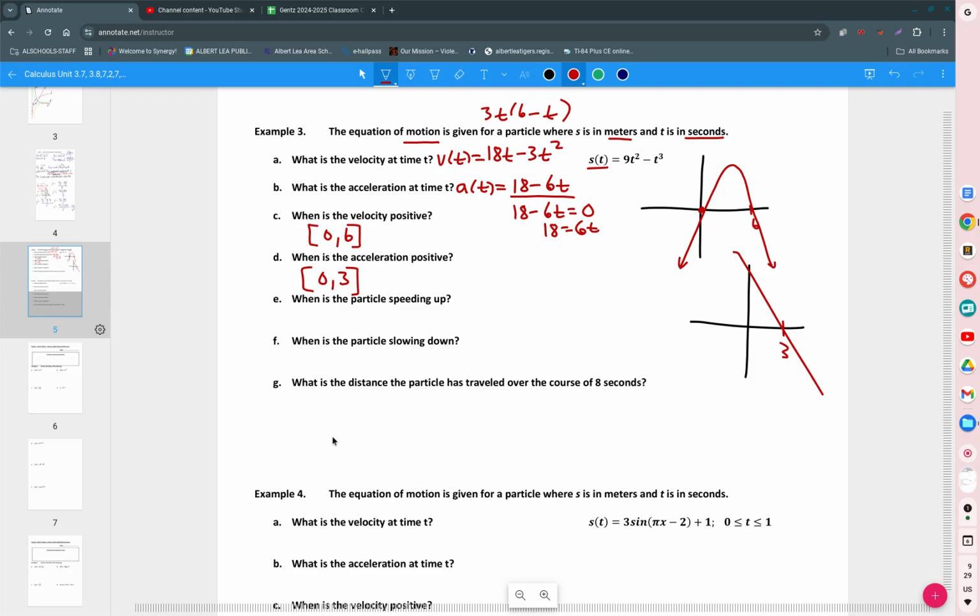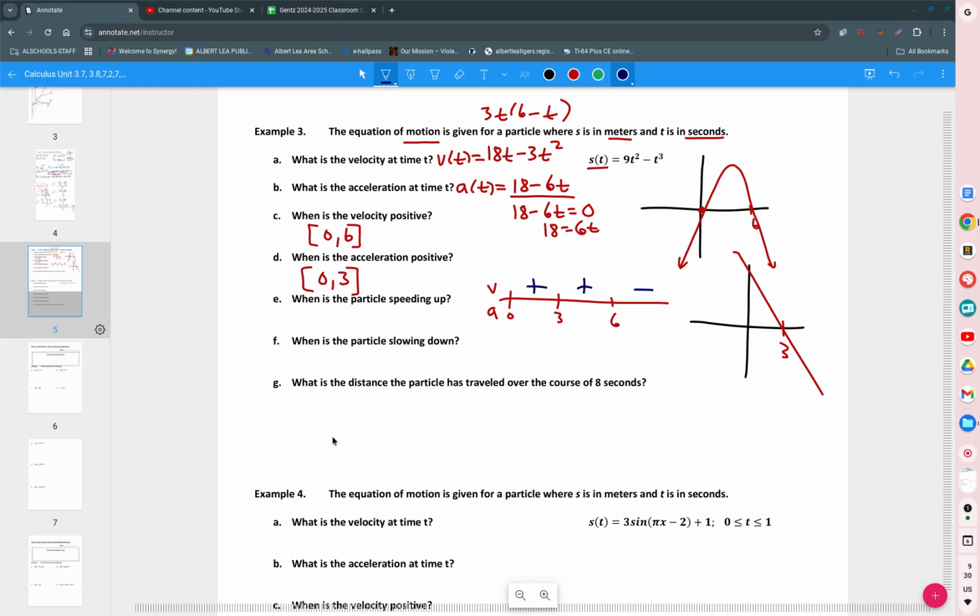So what I'm going to do is make a little chart here, and I'm going to plot velocity on the top and acceleration on the bottom. I'm going to start with 0, and then I'm going to plot the points 3 and 6, because that's where velocity or acceleration change. And I'm simply going to identify where they are positive and negative. So from 0 to 3, is the velocity positive or negative? Positive. How about from 3 to 6? Positive. How about 6 to infinity? Negative.